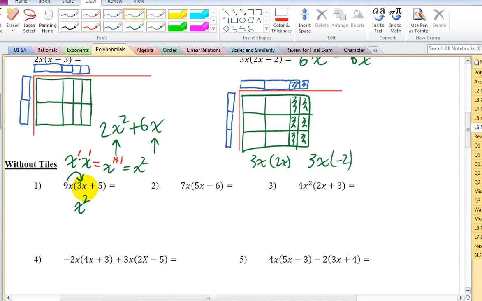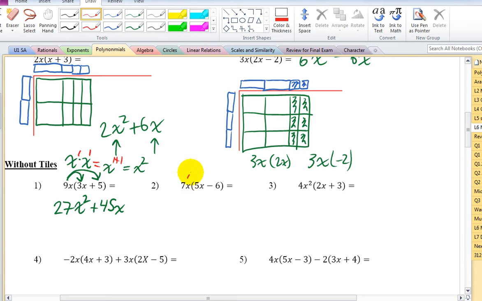Now what's 9 times 3? 27. So imagine having to draw 27x squareds. That would be a lot. We don't want to do that. And I use my arrows. 9x times plus 5. What would that be? 9 times 5? 45 x's. Can we add those together at all? No. All right.